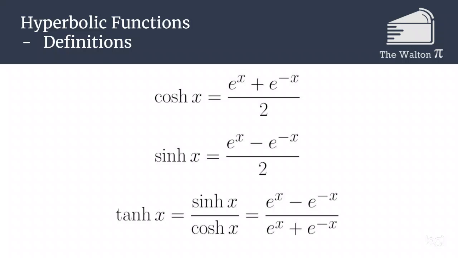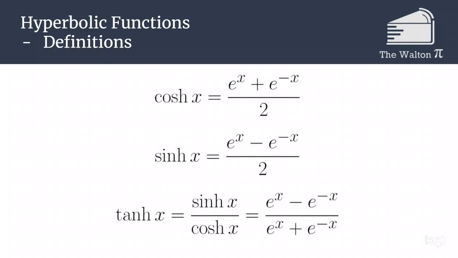So cosine of 0, that is 1, which tells us that cosh of 0 should also be 1. So e to the 0 plus e to the negative 0, that's 2. All over 2, that gives us a 1. So that tells us that cosh is the one with addition in between.